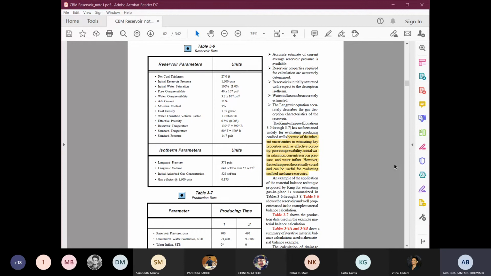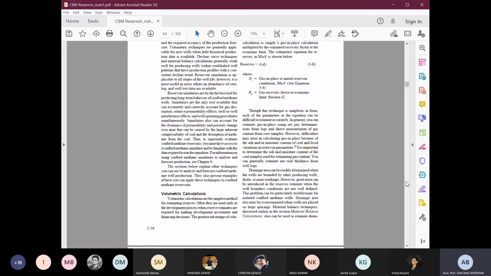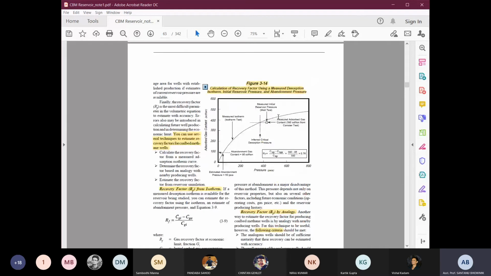So if you see any isotherm graph, let me show you. Suppose this is another isotherm graph. At this pressure step, you will not be able to see the Langmuir volume because the gas adsorbed is still increasing with increasing pressure. If not, then it will become flatter. So for the time being, let us assume that after 800 psia, pounds per square inch absolute, we are going to get a flat line.